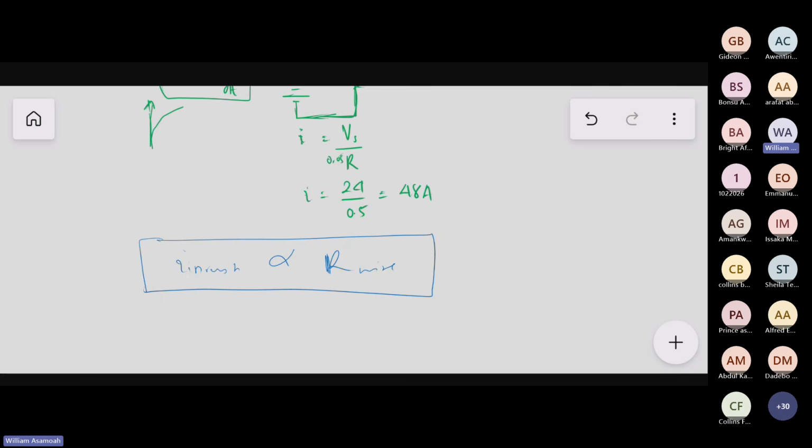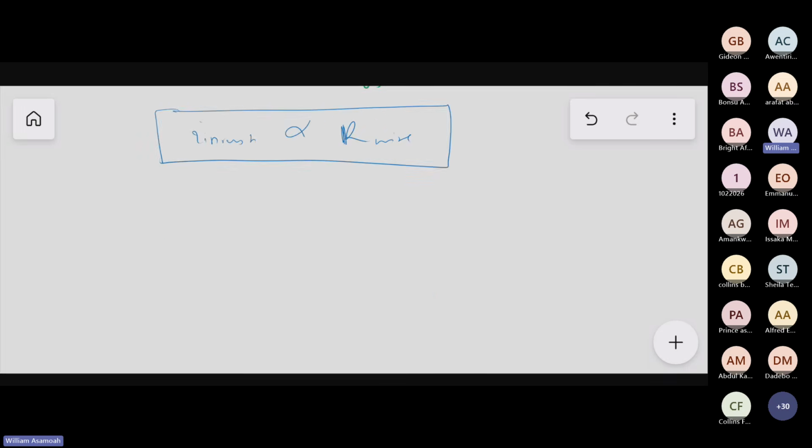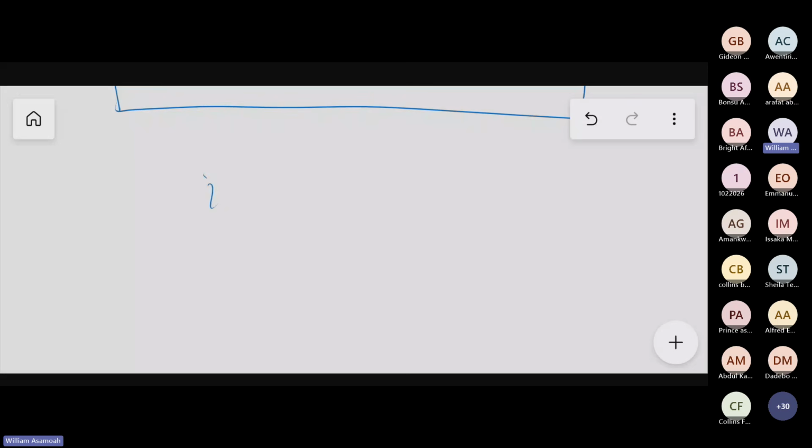Now, look at what happens here. We said inrush current is equal to voltage over the resistance of the circuit. So, three things we can say. Number one, the higher the voltage supply. If the voltage supply here is large, what happens? Inrush current will be large. Is that right? Exactly. Great.